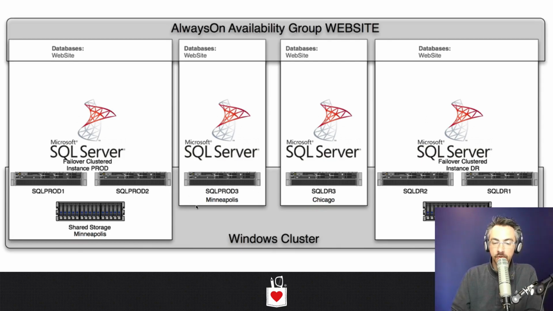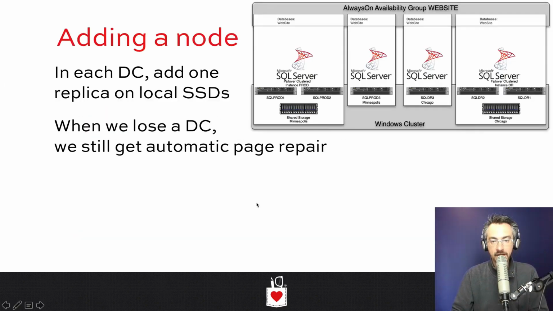This thing's using local solid state storage because I want to be able to have corruption repair in the event that my SAN blows chunks. If something goes wrong with my shared storage, I've got to have some way to automatically protect that thing from corruption quickly. You'll notice that it's identical on both data centers. I have one on the left, I have one over on the right. That's because I need to be able to split this thing down the middle so that if I lose a data center on either side, I still have automatic page repair.